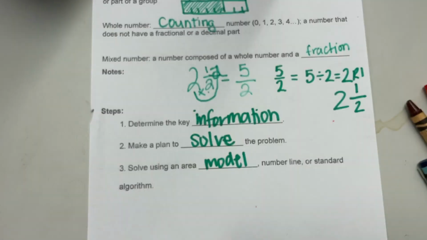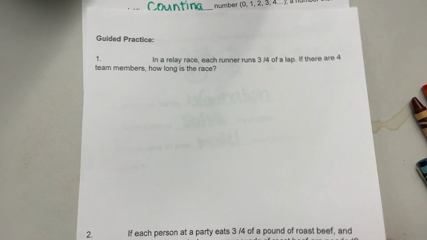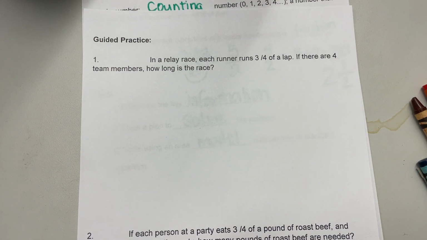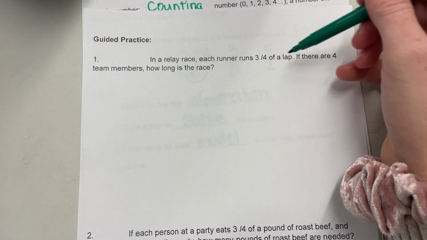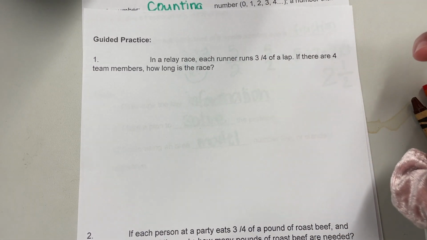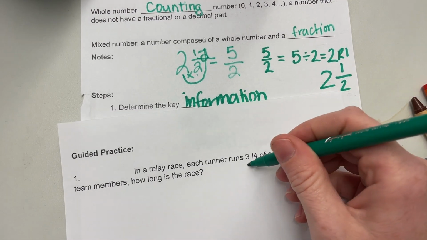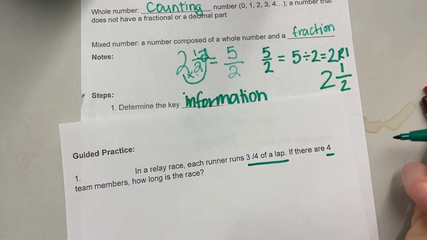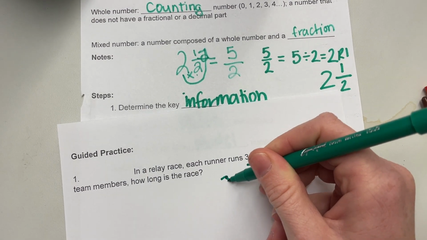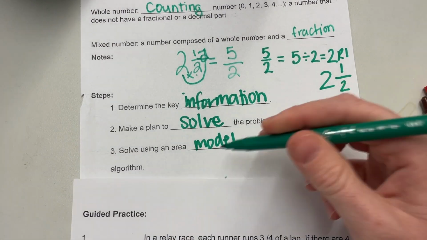Okay, you are getting out your pencils. Okay, number 1 says, in a relay race, each runner runs 3/4 of a lap. If there are 4 team members, how long is the race? So I need to identify key information. So 3/4 of a lap, and then there are 4 team members. So I'm going to do 4 times 3/4. And then I'm going to solve.